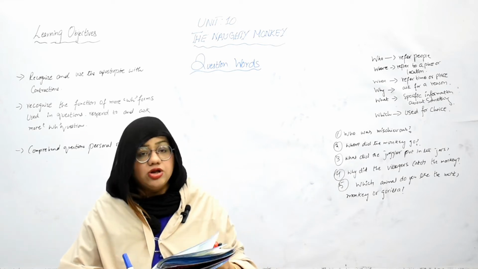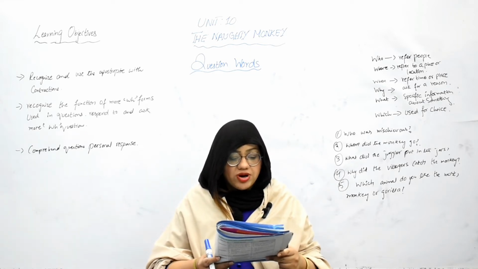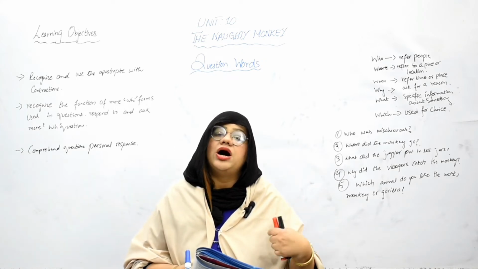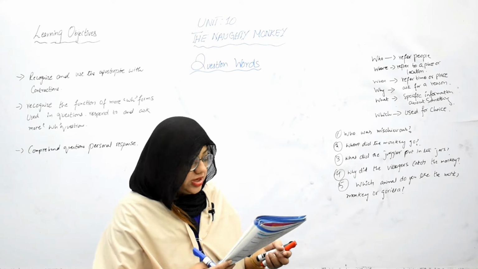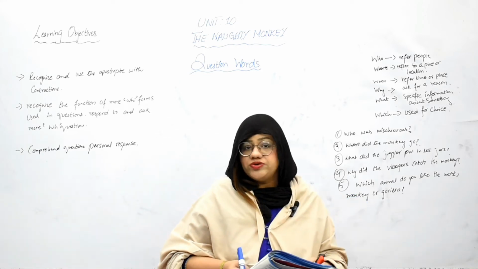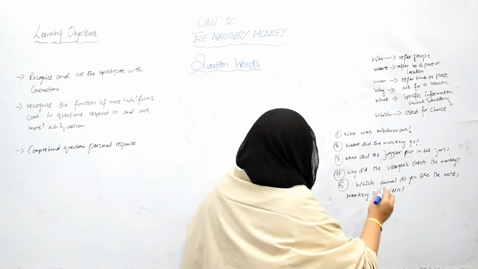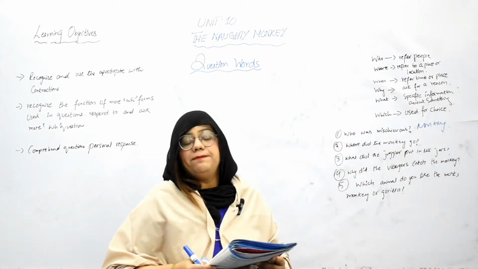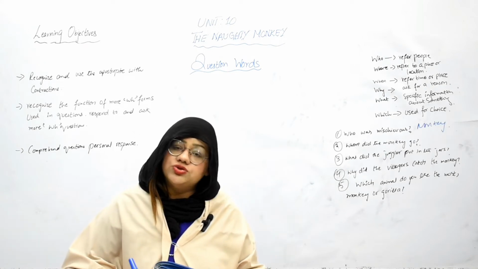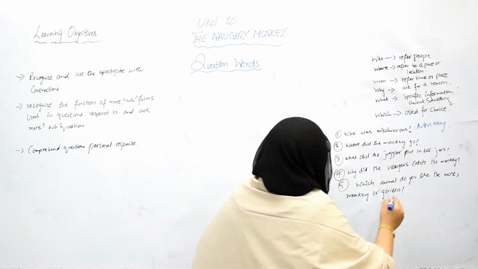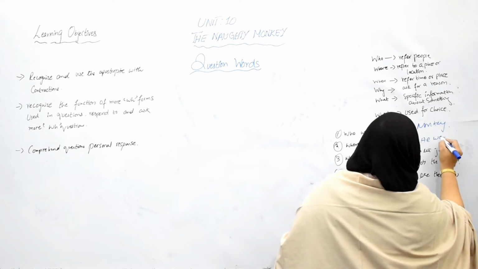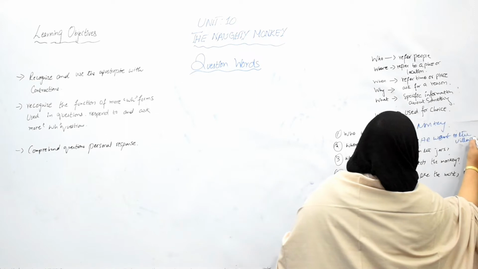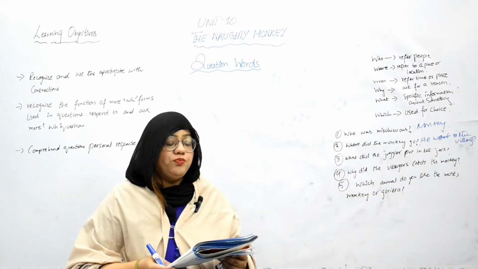Now you can see that on page number 104, these questions are already written in your textbook. We need to answer them. So let's answer. Number one: who was mischievous? Yes, the monkey. Where did the monkey go? He went to the village. What did the juggler put in the jar? I know you know the answer. Yes, the peanuts.